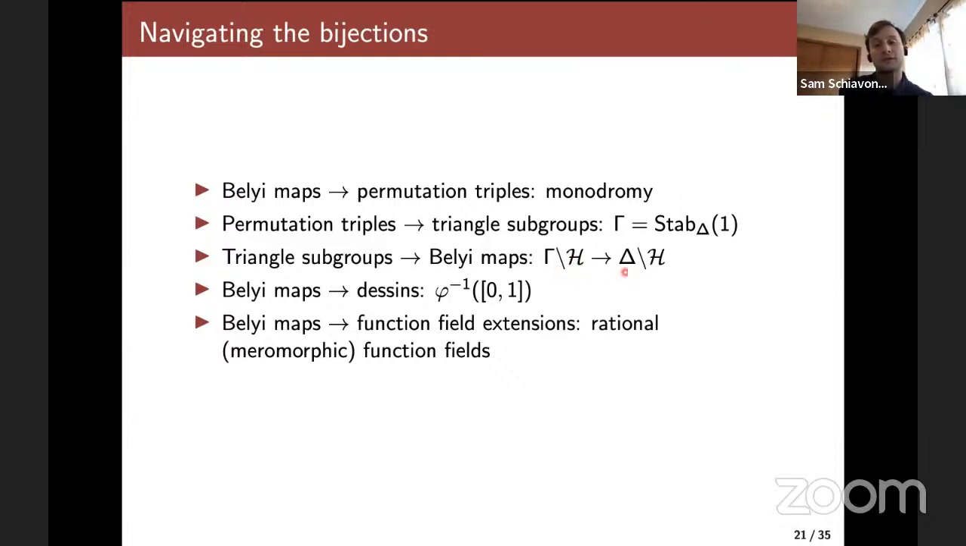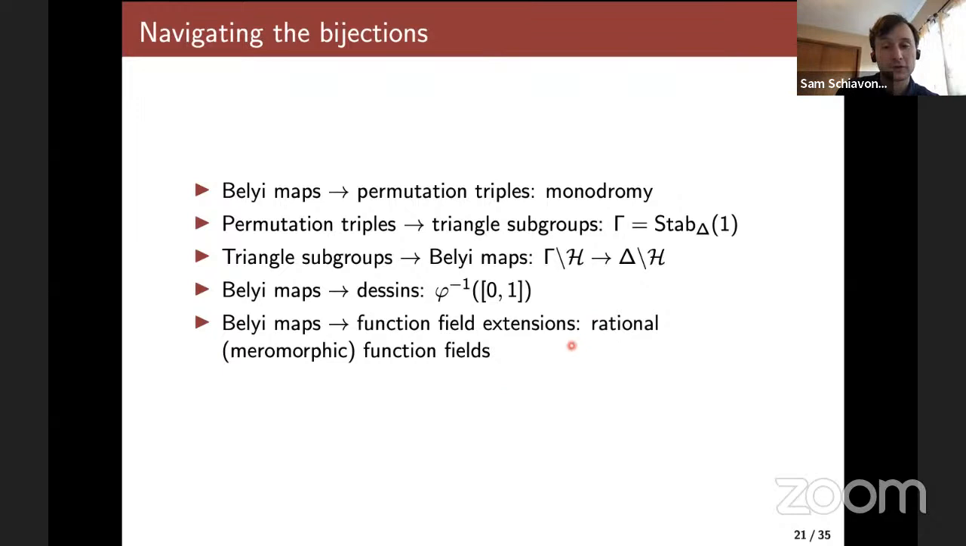So we have H mod gamma to H mod delta, where we are just collapsing the gamma equivalence classes to the delta equivalence classes. And I didn't mention these last two. I think this was mentioned in an earlier talk: given a Belyi map, how you get a dessin. You just look at the inverse image of the real interval from 0 to 1. And you have a choice to make, but usually I take the white dots to be the points above 0, and the black dots to be those above 1.